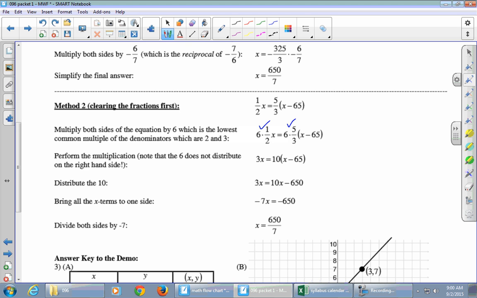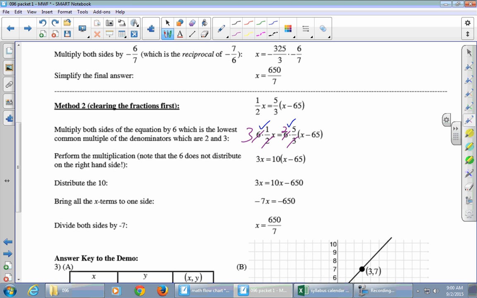And then we're going to do this canceling, which is the best thing in this problem. 6 and 2 cancel and make 3. 6 and 3 cancel and make 2. And what did we just get rid of? The fractions. Fantastic. There's no fractions in this problem until the very last step.